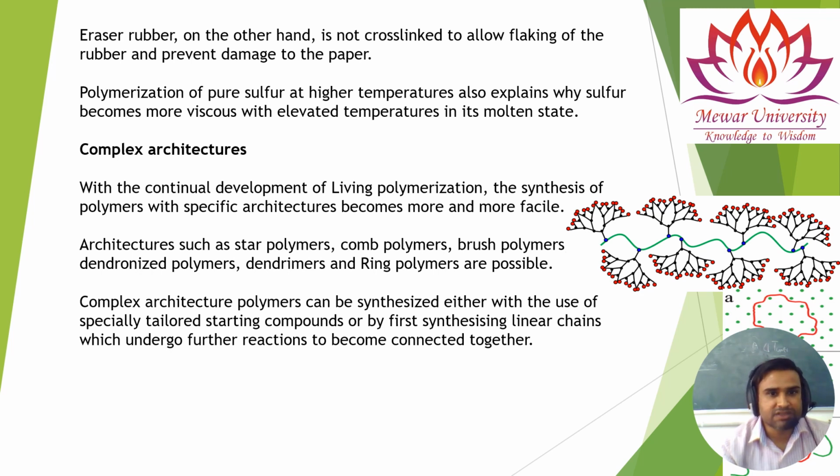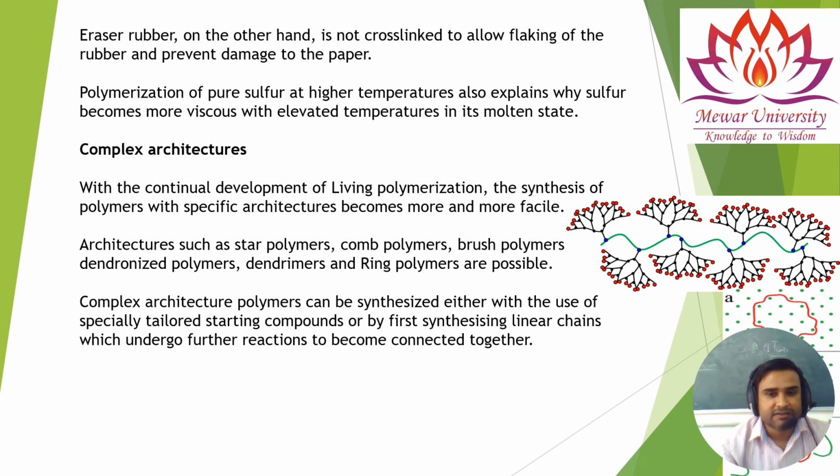So polymerization of pure sulfur at higher temperature also explains why sulfur becomes more viscous with elevated temperature in its molten state. The next type of structure is complex architecture. In complex architecture, the molecules are arranged in a very typical way. With the continual development of living polymerization, synthesis of polymers with specific architecture becomes more and more facile. So architectures such as star polymer, comb polymer, brush polymer, dendronized polymers, dendrimers and ring polymers are possible. You can see at the right side the picture of a dendronized polymer. So these are the complex types of architecture.